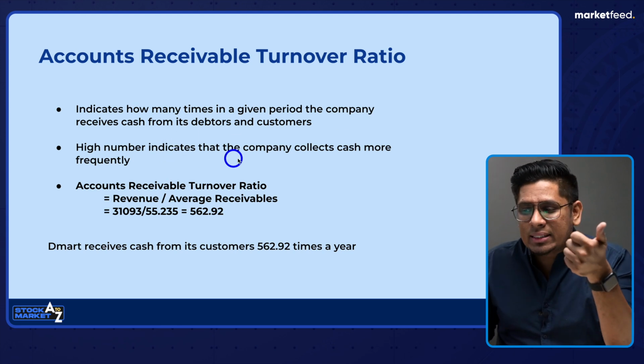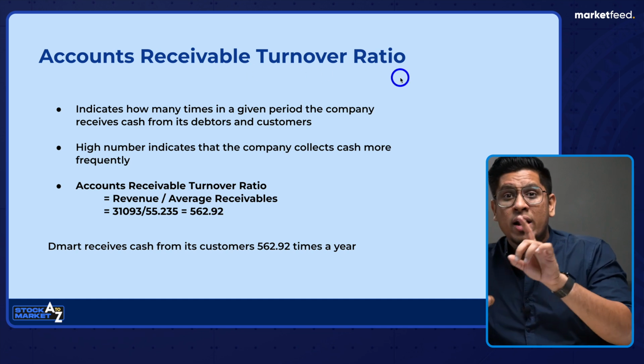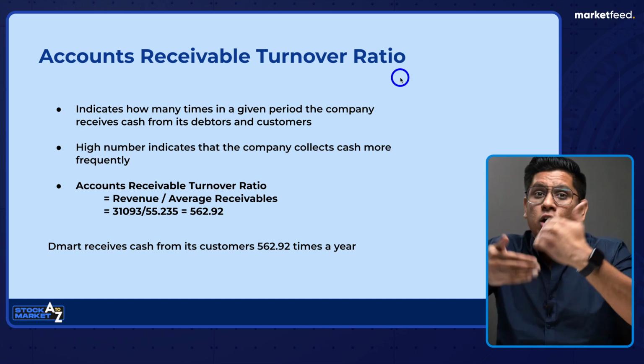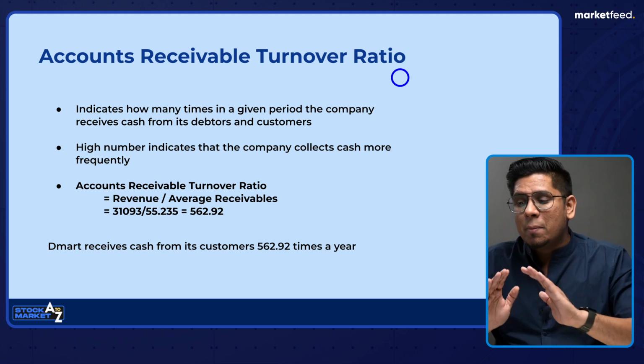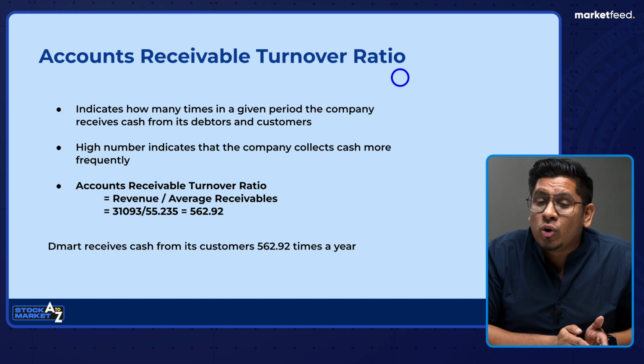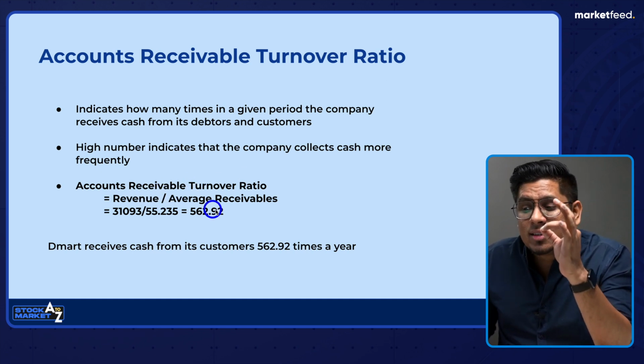So a high number indicates that the company collects cash more frequently, which is a high accounts receivable turnover ratio. If the number is high, it means that the turnover is good, or the company is collecting cash more efficiently and quickly. If the number is less, it means that the company is not collecting very quickly. So the formula is revenue divided by average receivables.